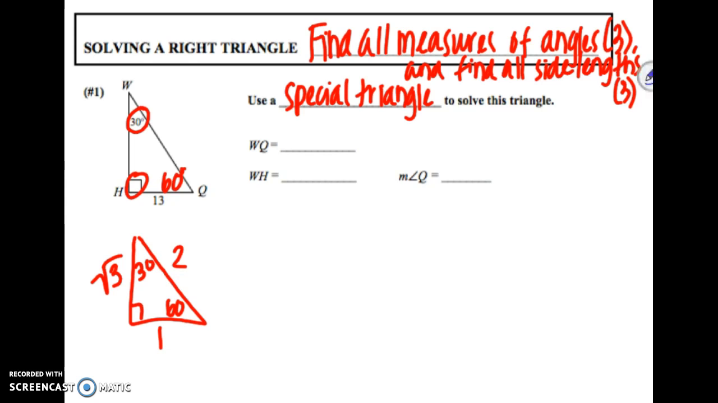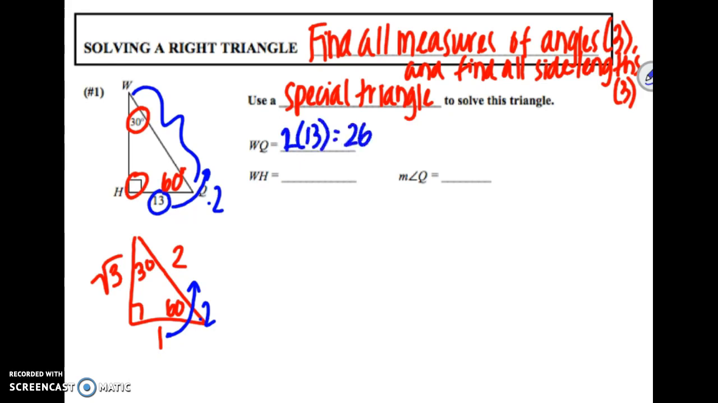So to first find WQ, we're trying to find our hypotenuse. Starting with 13, notice we need to multiply by 2 when crossing our 60-degree angle, because from 1 to 2, we cross our 60-degree angle and we multiply by 2. So to find WQ, we take 2 times 13, which is just the answer of 26. So our answer for WQ is 26.